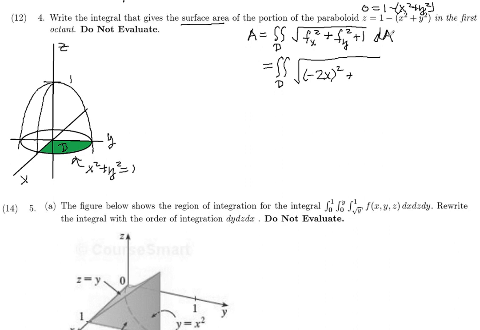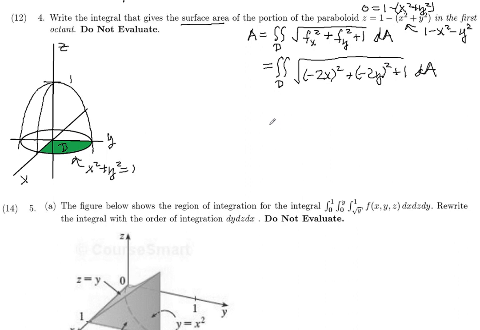And then the y derivative of our function: the y derivative of 1 is 0, the y derivative of x squared is 0, and the y derivative of y squared is 2y, and it's got a minus in front of it. This is really 1 minus x squared minus y squared if you take the parentheses out. So the y derivative is negative 2y. And that's f sub y, it gets squared, and then plus 1. And now we've got dA.